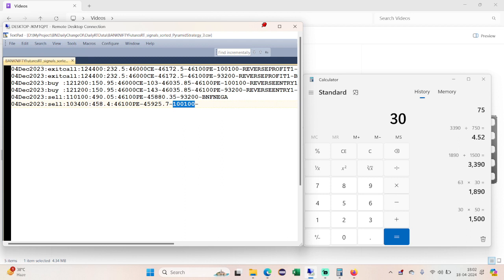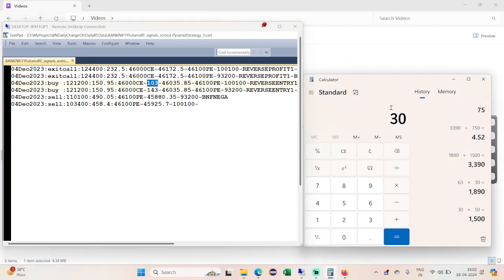Okay. Now, if you see, there is a reverse entry at 10:01 as well. So there we lost points of 103. So multiply it with 30. Sorry, 30 into 103, that is 3090 rupees is lost on this first signal.